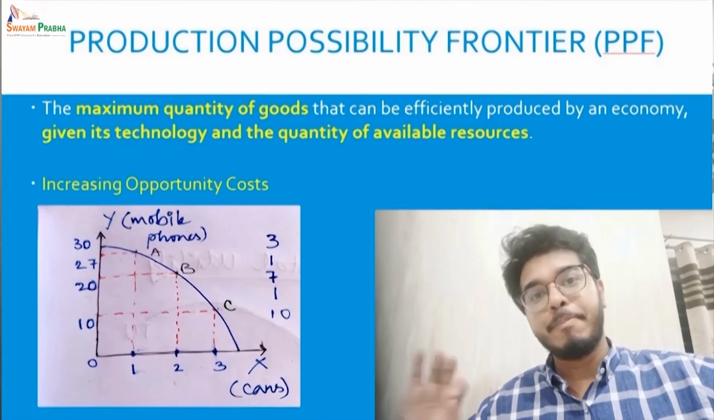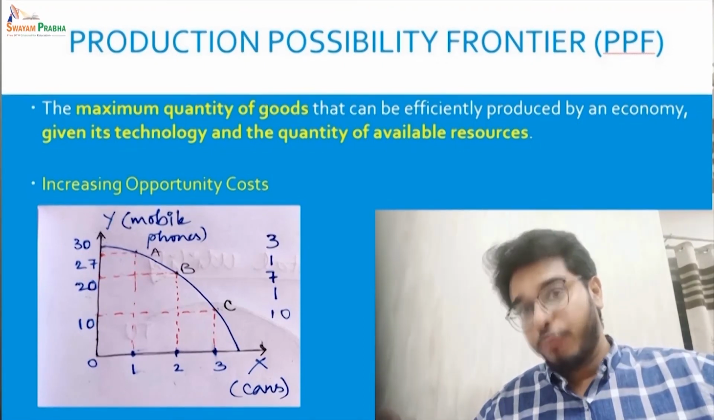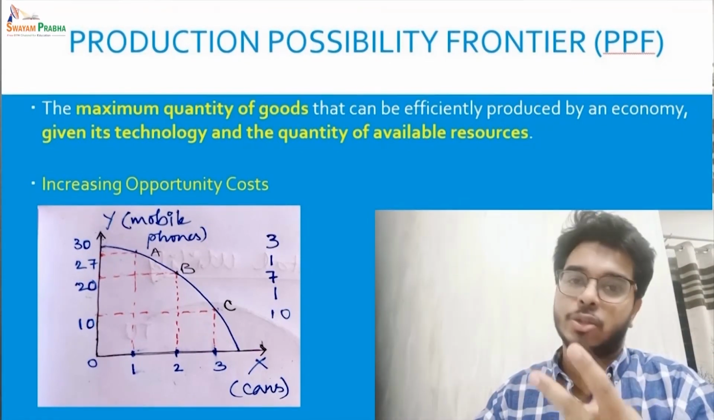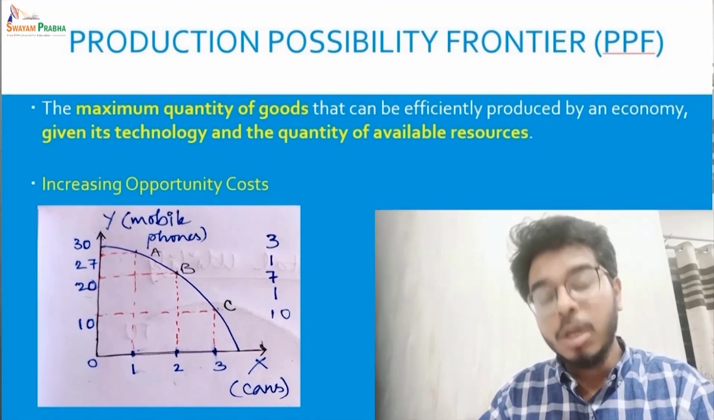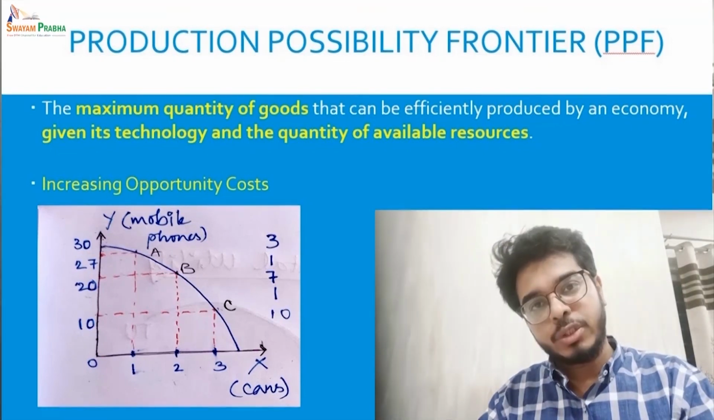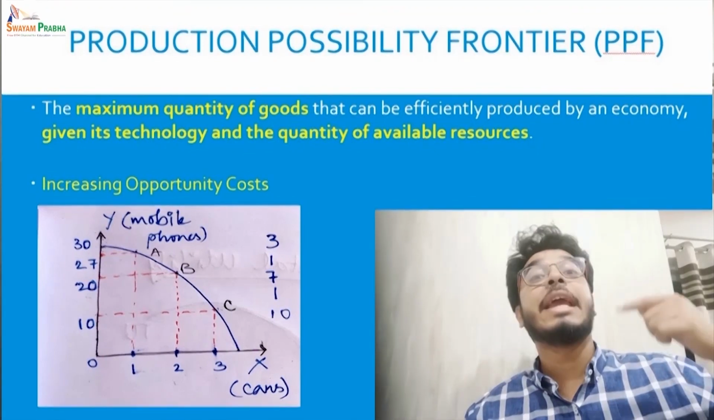As we have started discussing production, the introduction class is not complete if we do not talk about production possibility frontier. Production possibility frontier, PPF. So you can again see in the screen, it is the maximum quantity of goods. Here, I will explain you graphically. We will be discussing just two goods or two types of goods. So the maximum quantity of goods that can be efficiently produced.